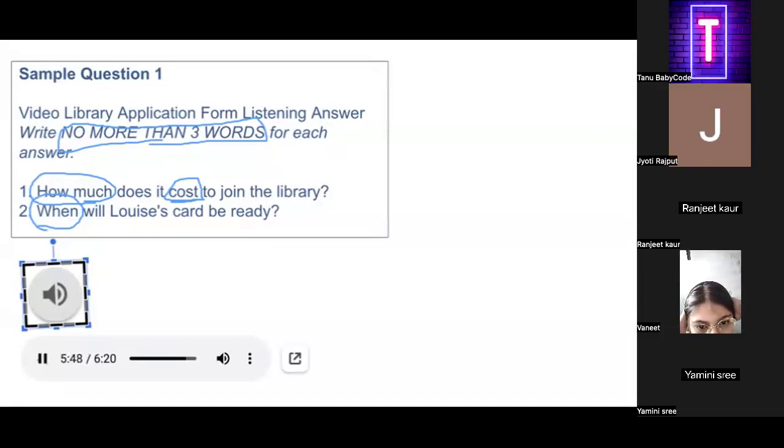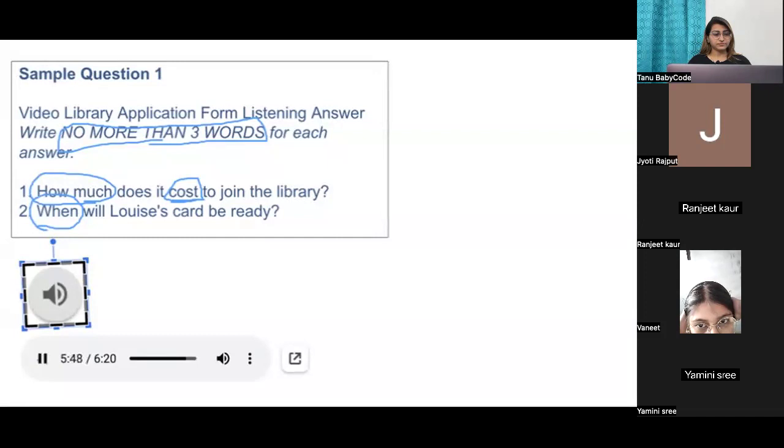So you got your answers? What was the answer number 1? Please write in the chat box. Can you write your answers in the chat box, please? Yes, first answer was $25. And second one? Second answer?